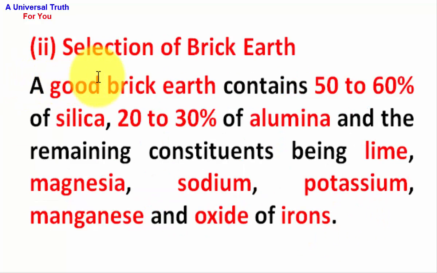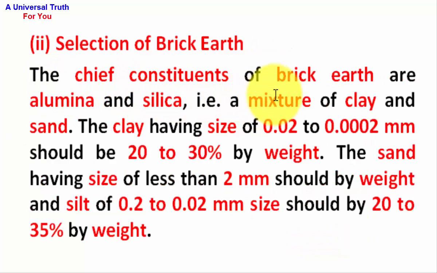Number 2, selection of brick earth. A good brick earth contains 50 to 60% of silica, 20 to 30% of alumina, and the remaining constituents being lime, magnesia, sodium, potassium, manganese, and oxide of iron. The chief constituents of brick earth are alumina and silica, that is, a mixture of clay and sand.